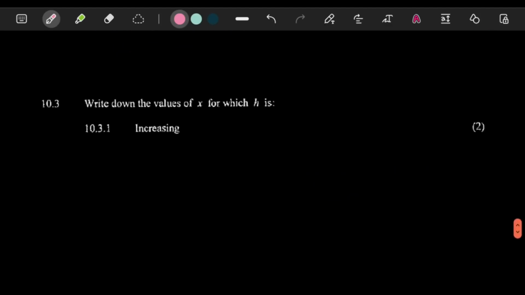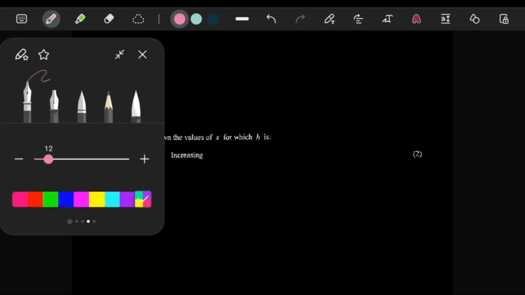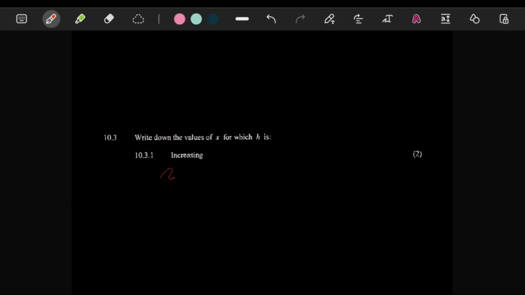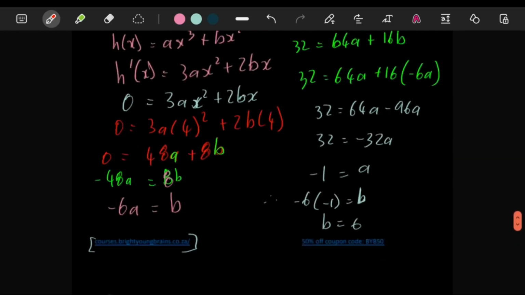Anyways, let's move on. For 2 marks, they say write down the values of x for which h is increasing. Yeah, this is exactly what I'm like. It's on the main channel, these kinds of questions. Where's the graph increasing? Where's the graph of h increasing? So the graph of h, where is it increasing?